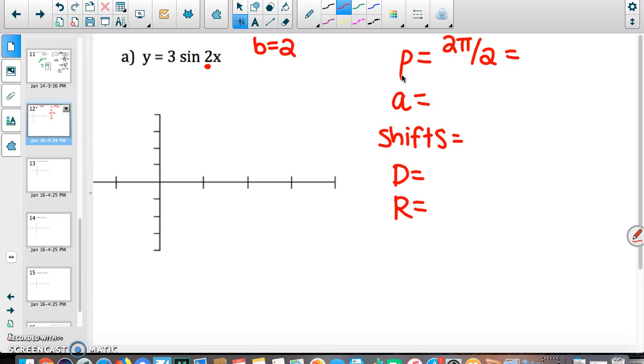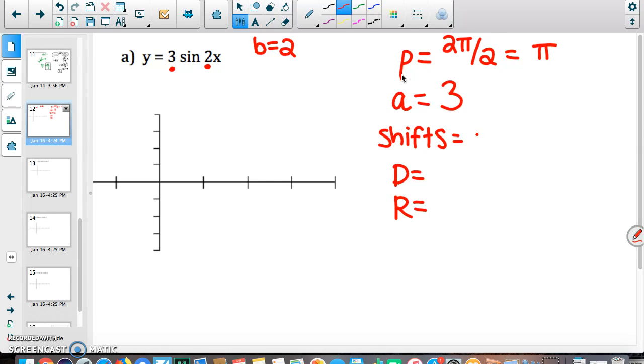The period for sine or cosine is typically 2 pi in radians, or 360 in degrees. So for sine and cosine, you'll do 2 pi divided by 2. For tangent and cotangent, the typical period is pi, so your numerator will just be pi there. But in this case, our period comes out to be pi radians. Our amplitude is this number right out front. So that's going to be a 3.